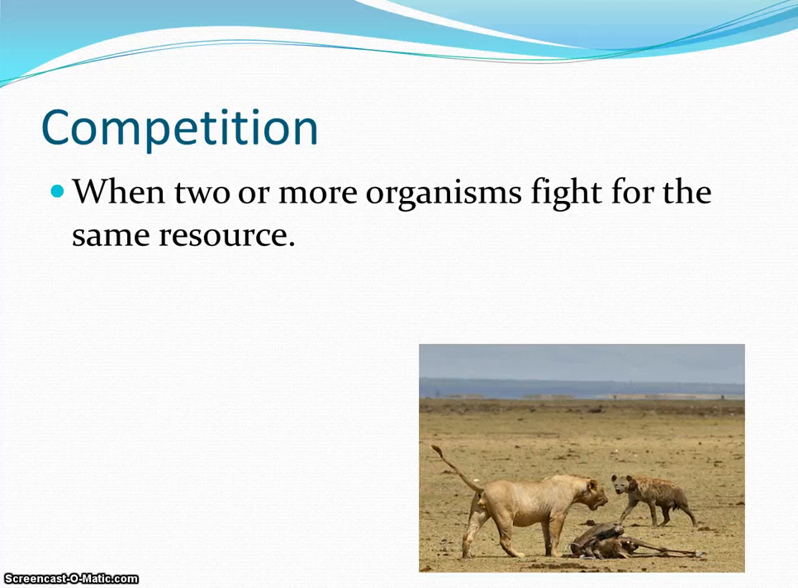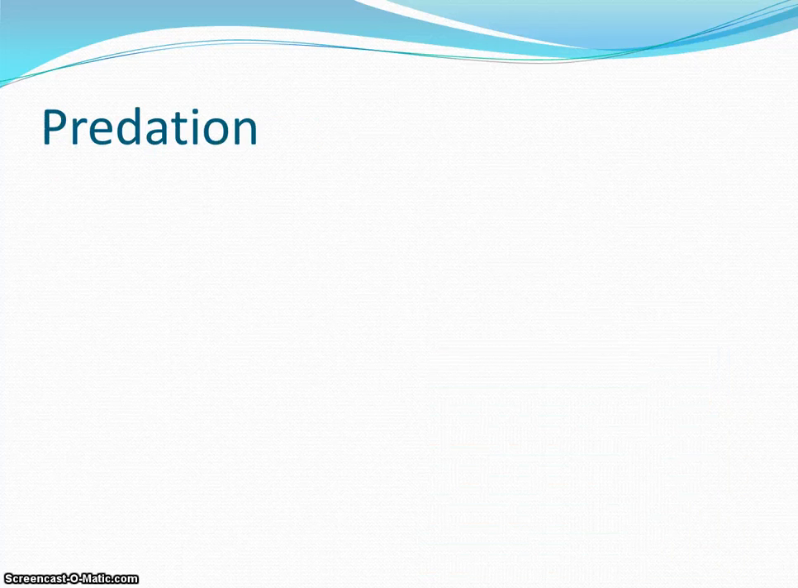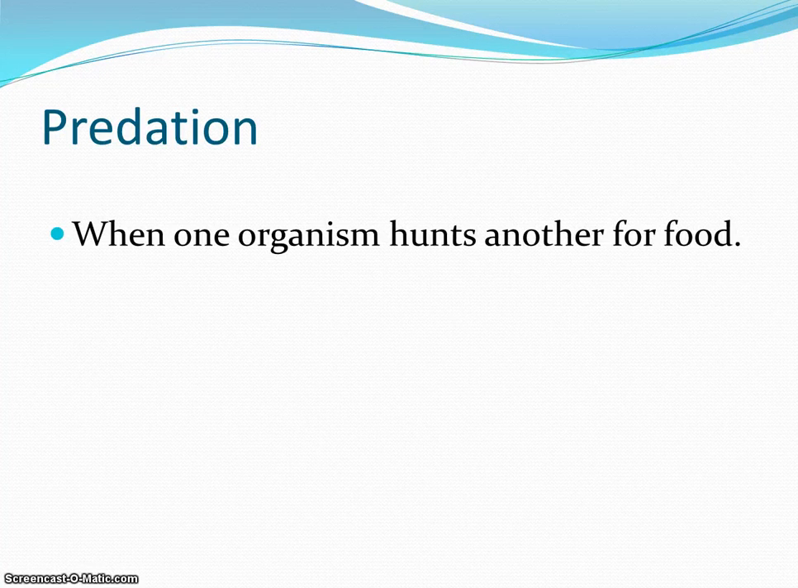The other one that we have in addition to competition is predation. We've all heard the terms predator and prey before. Predator is the one that does the hunting. The prey is the hunted. So predation is when one organism hunts another for food. There's predators out there, there's prey. As humans, we're predators of a lot of different things, from chicken and cows to fish to sharks. We hunt a lot of different things.